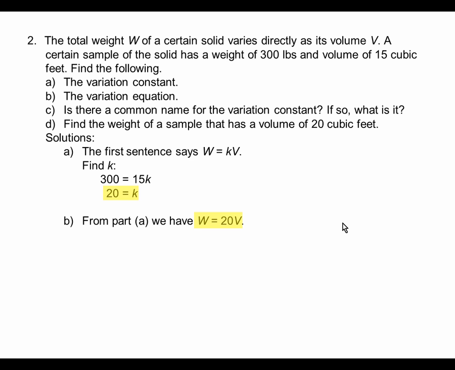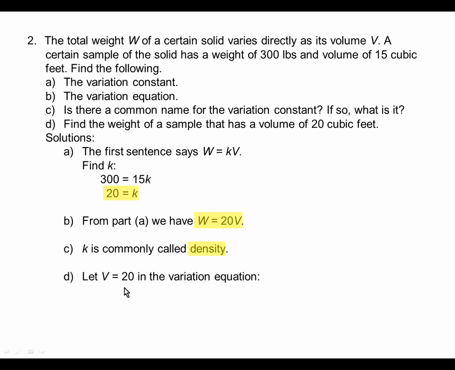Okay, depending upon your experience with science, think about what we did here. We took the weight divided by the volume. That's density. So the value of 20 for k says that the density is 20 pounds per cubic foot. And D, find the weight of a sample that has a volume of 20 cubic feet. So we're going to let V be 20 in our variation equation, which is in part B, and figure out W. So W is going to be 20 times 20. Was that 400 pounds?